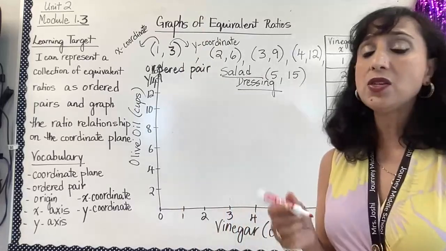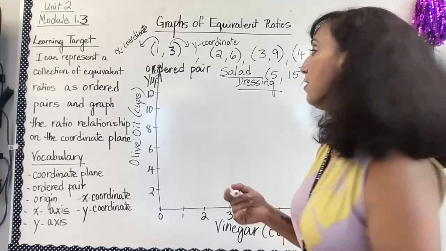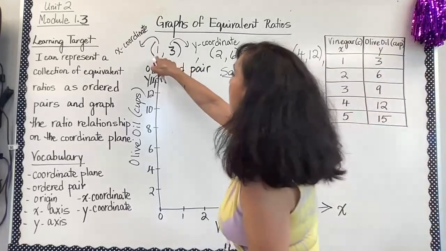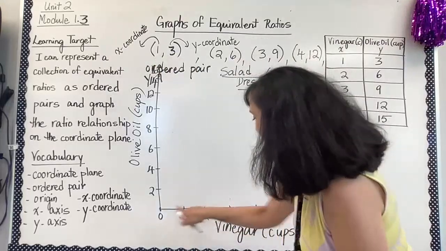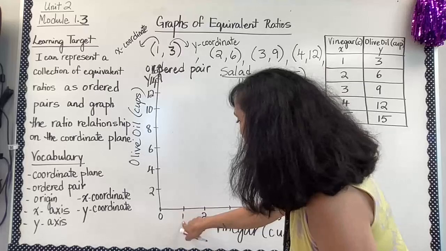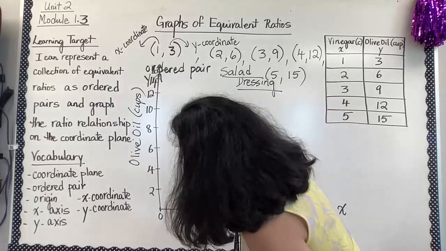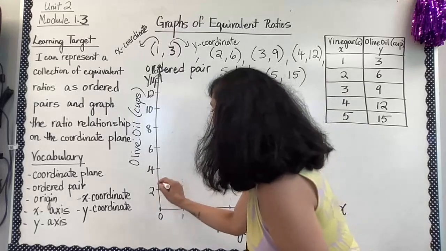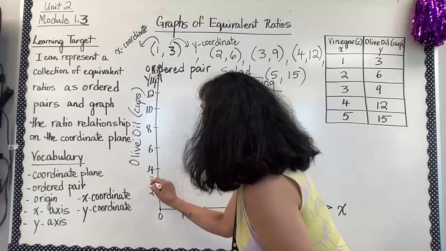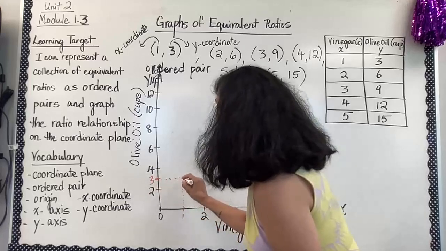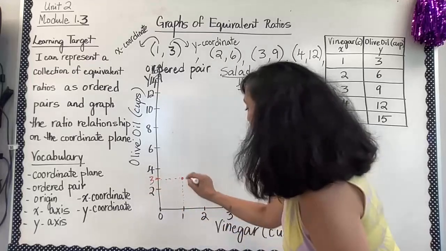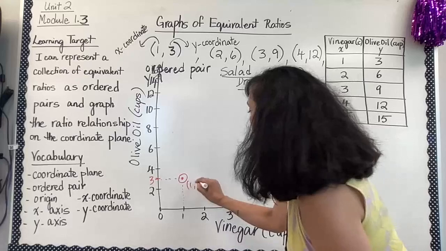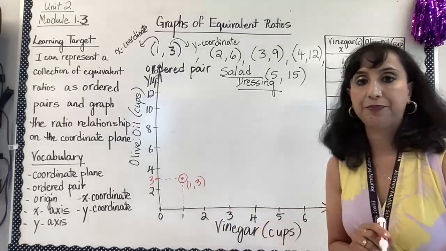Okay? So let's look at the first ordered pair. The first ordered pair is 1, 3. So we look at x first, the x coordinate, which is here. This is x. So this is 1, and then we go up. And this is y now. So if this is 2, this is 4, where is 3? 3 is going to be here. And I put the dot, and I circle it. And this is my ordered pair of 1, 3.